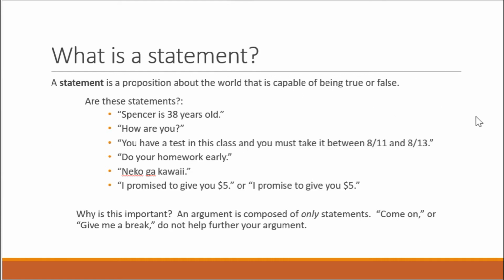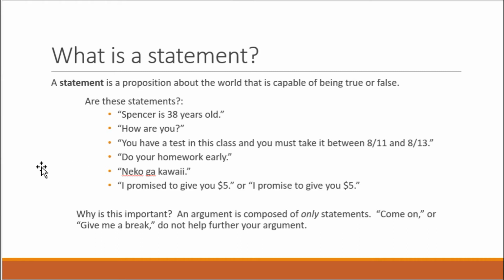I think we talk about that in week 4. But this part could be false, this part could be true, and so on. But the whole thing itself is also a statement. I already explained, do your homework early is not a statement.